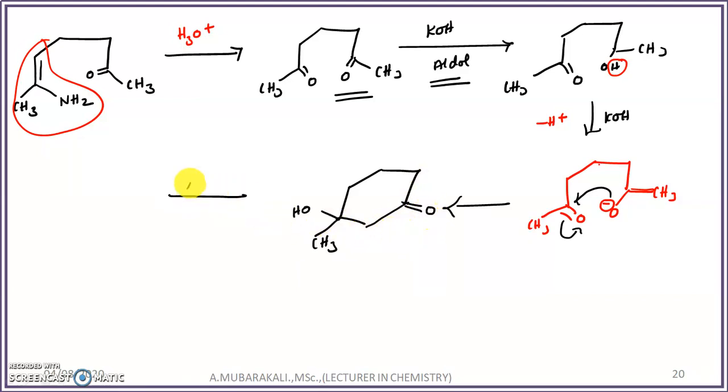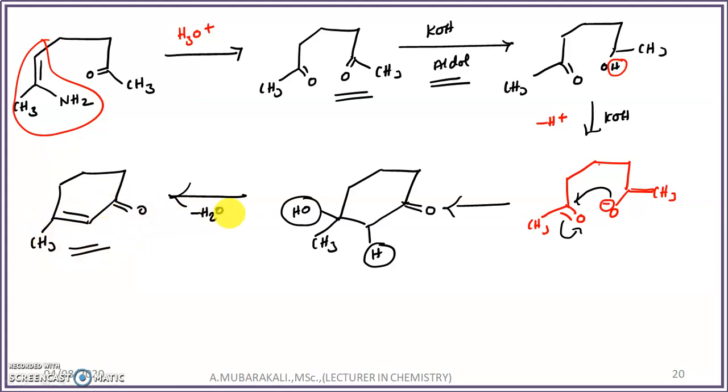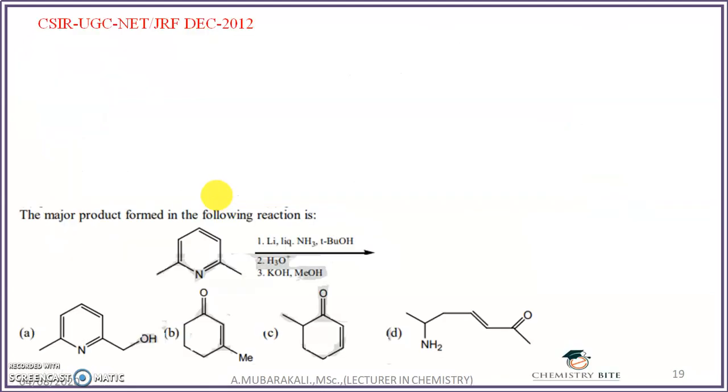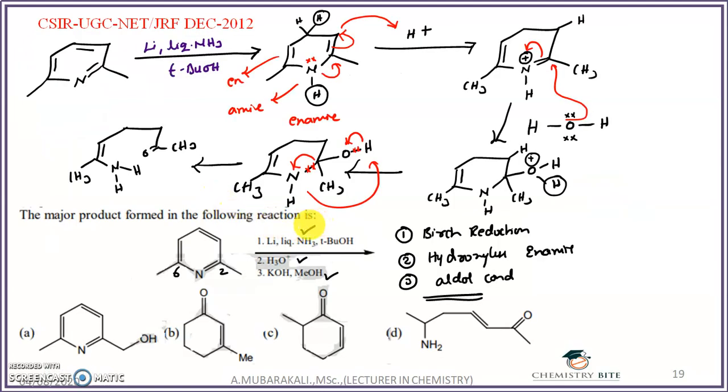So this aldol, further here you can see this alpha carbon having one hydrogen and this beta carbon is having the OH. There is the removing of the water molecule, so you will get the dehydration, and you can see the product here. You will get unsaturation here, and methyl is present here, and double bond. So this is the final product. So you can see what is the right answer. The right answer is B.